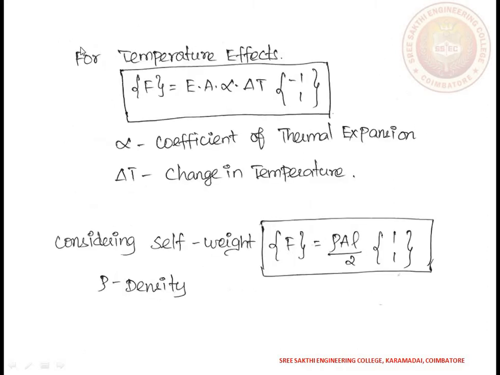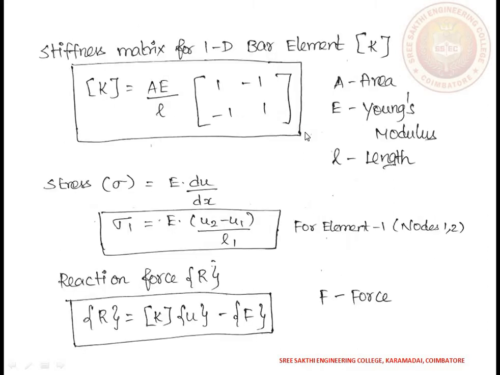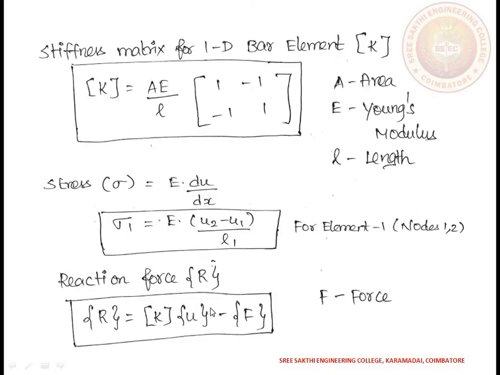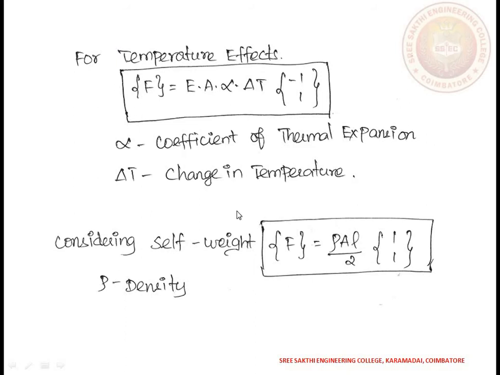The next one is temperature effects, which I previously mentioned. So there are 3 conditions for a bar element, and we can classify them in 3 categories. One is when self weight is considered. Next, when self weight is not considered. Then the third one is temperature effects.